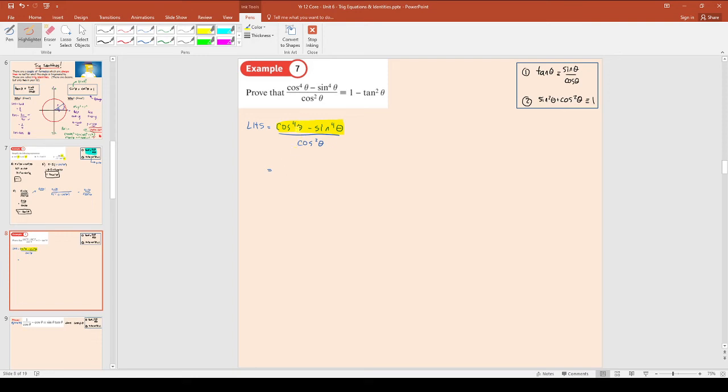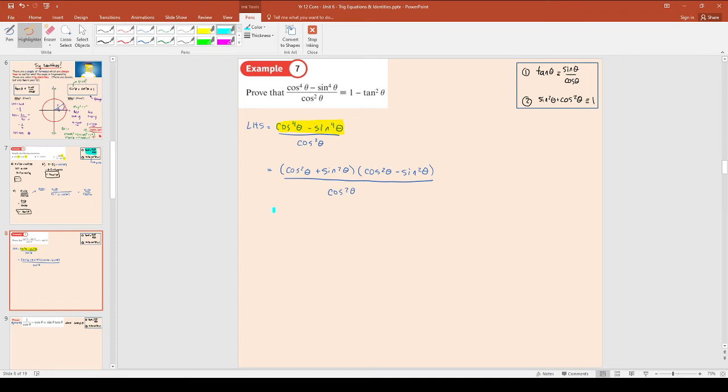So, I've spotted at the top that I think it's a difference of 2 squares, because this is like an x squared take 49 scenario. So here's how I can write it. I can write this as cos squared theta plus sine squared theta, and then the other one can be cos squared theta take sine squared theta. Happy that I've used a difference of 2 squares. The bottom stays the same. Cos squared theta. Okay, what do we spot next, my buddies?